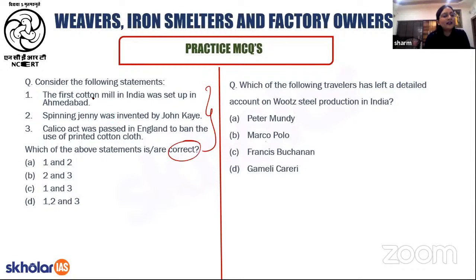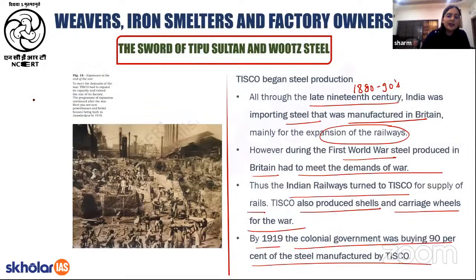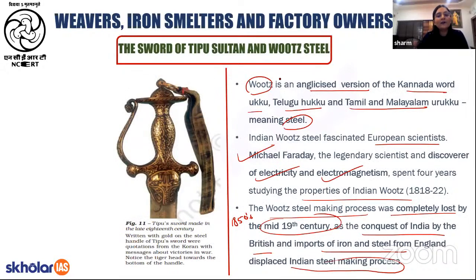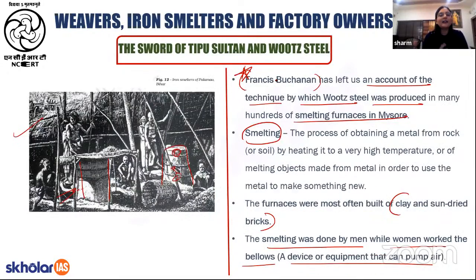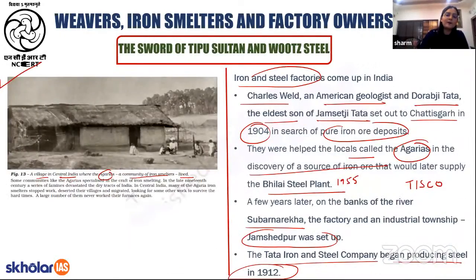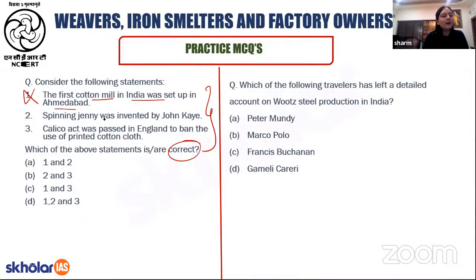Now students, the first statement says that the first cotton mill in India was set up in Ahmedabad. Now students, as we all know, this is going to be an incorrect statement because, let me go back to that slide. I had just told you that the first cotton mill in our country was set up in Bombay in 1854 and the next mill in India was set up in Ahmedabad in 1861. So Ahmedabad is not the first mill, it is the second mill. The first mill was set up in Bombay. Hence, this particular statement is incorrect.